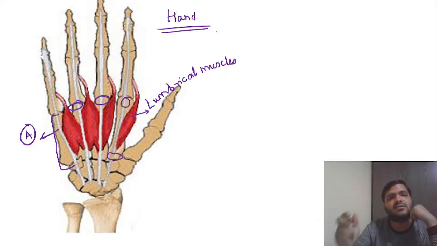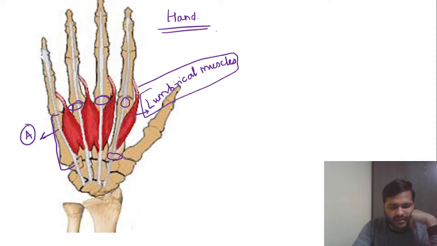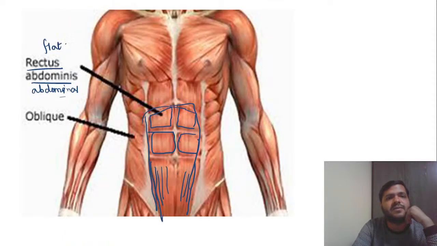These are actually the lumbrical muscles, that you can very well see on the hand. Yes, everyone is right. Everyone is perfect, beta.